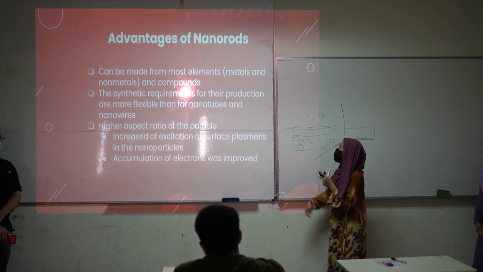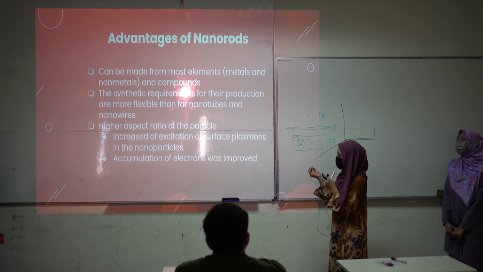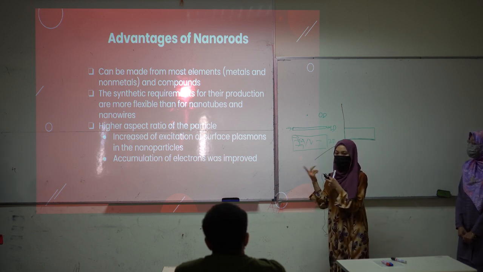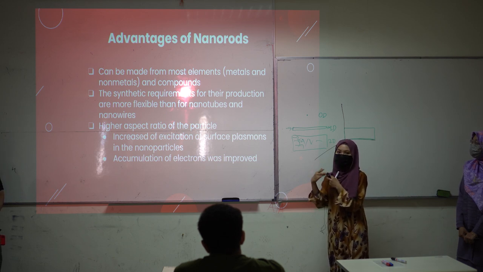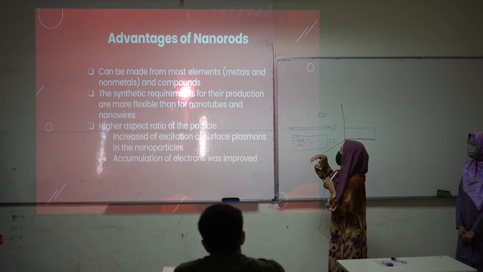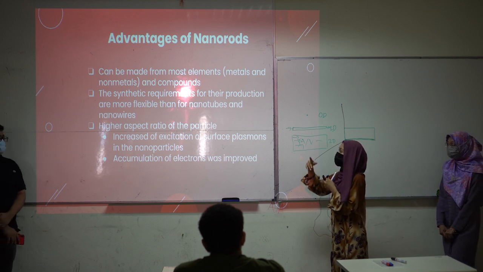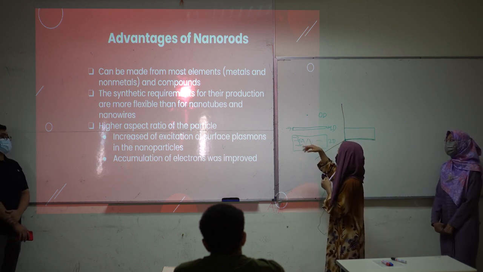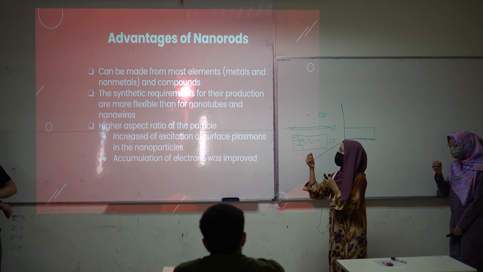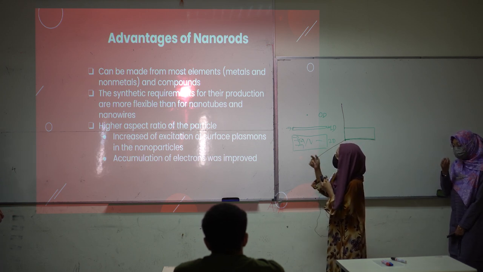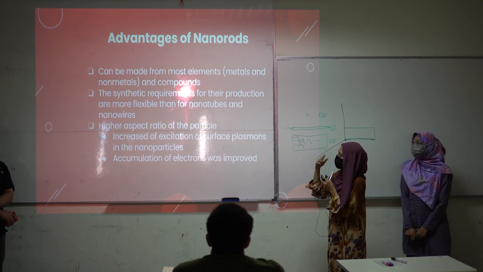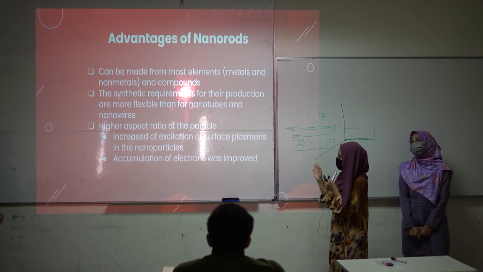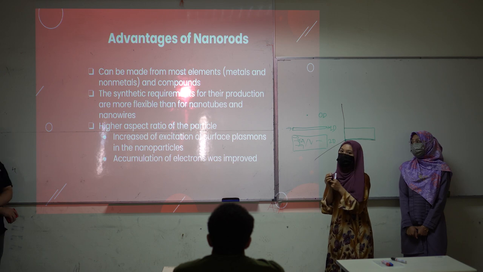So that's why we use one-dimensional nanomaterial. But in one-dimensional materials, nanorods, nanotubes, and nanowires also have different structures. And we all know that structure determines function. So among all of these three, we choose nanorods, which is the smallest of these 1D nanomaterials. It can be made from most elements, and it is more flexible. Okay, that's all from me. Thank you.